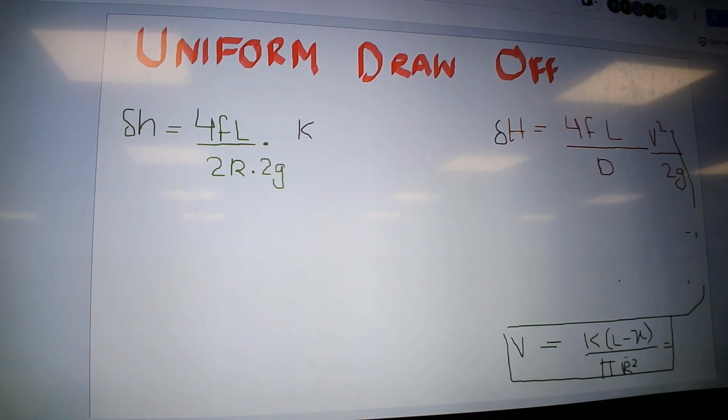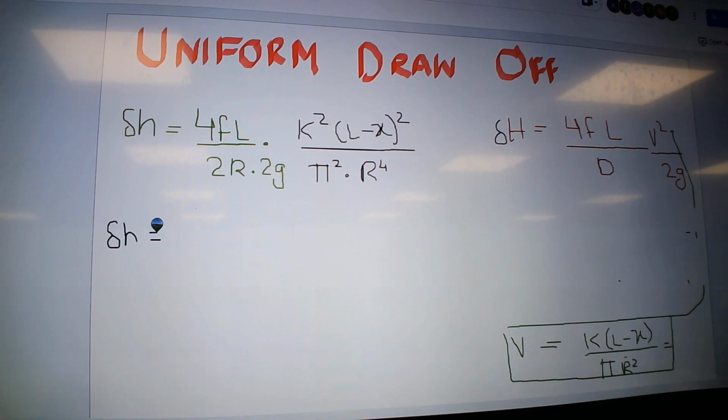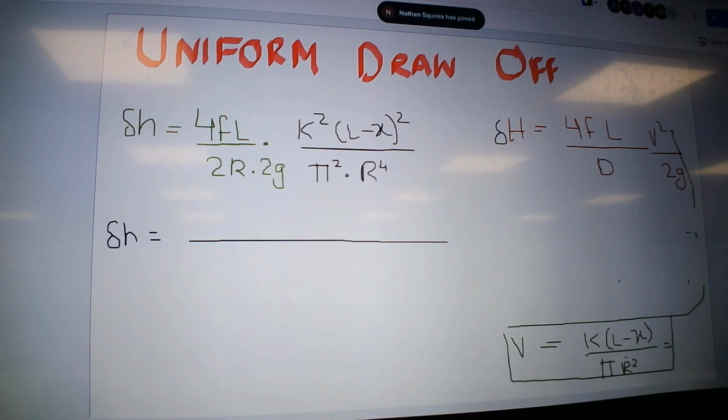Now I can simplify this. But remember, the formula I'm getting is in terms of radius, not diameter, so it's going to be a little bit different. I can simplify that one in one go. This is 4, this is 2, so I can simplify that with 2 on the top. The 4 and 2 can cancel.